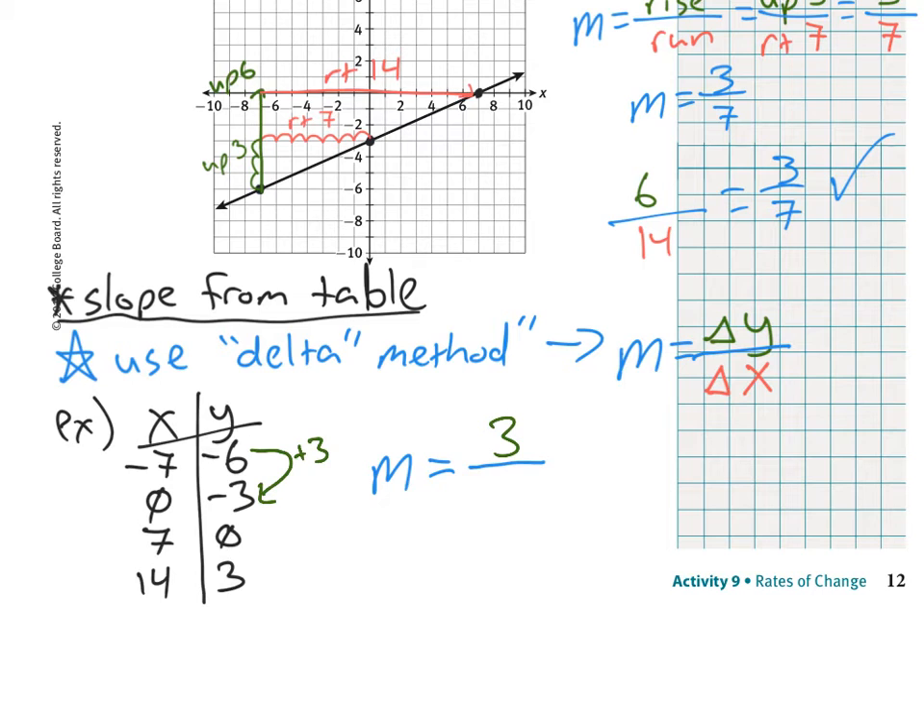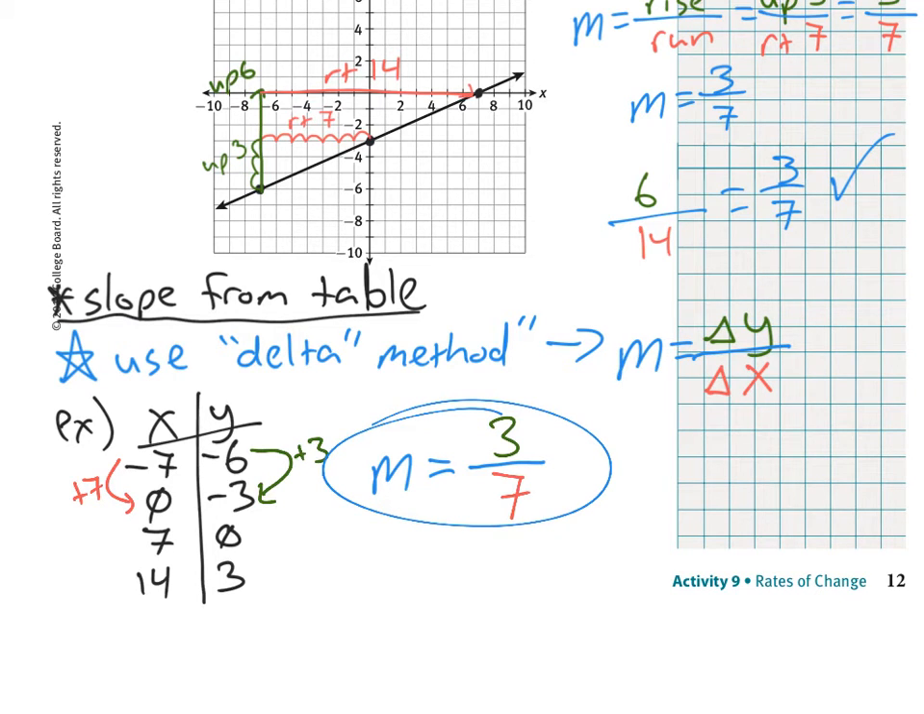And how do I change this -7 to a 0? By adding 7. That goes on the bottom. X goes on the bottom. Y is always on top. So there's my slope, 3/7. No formula. Nothing to memorize. As long as you remember how to find the change of y over the change of x. That's the concept of slope.